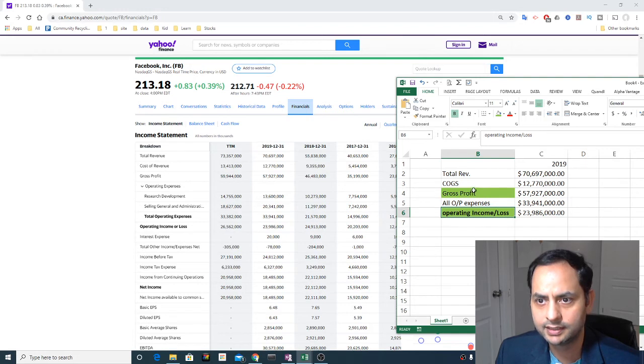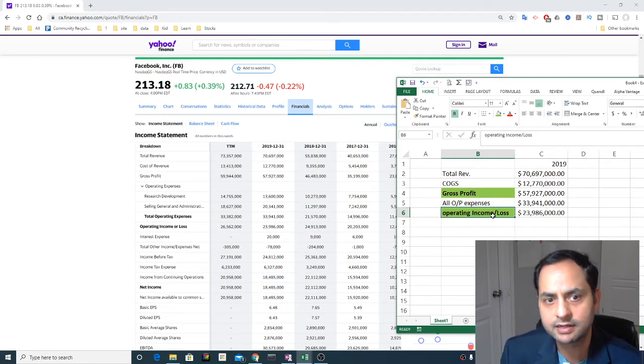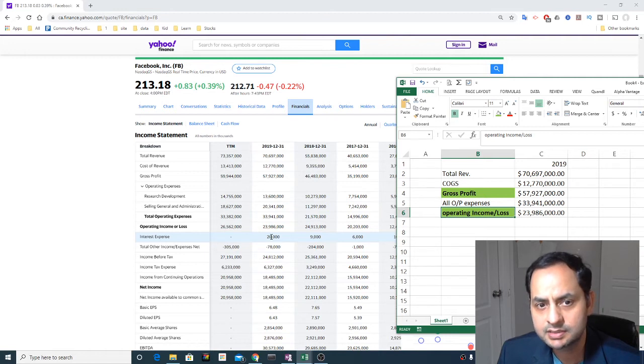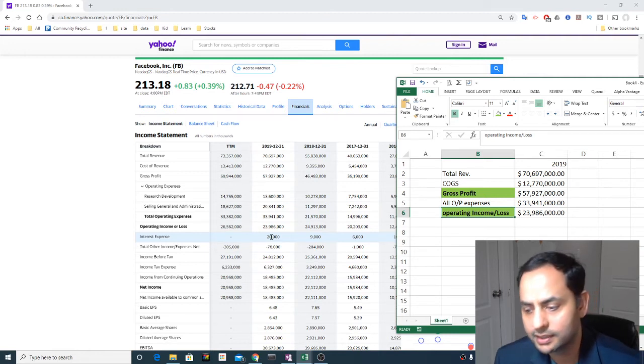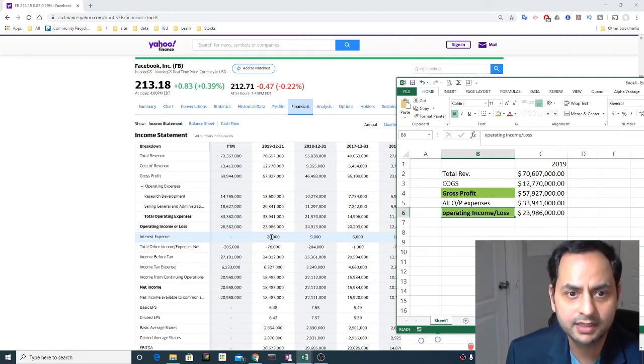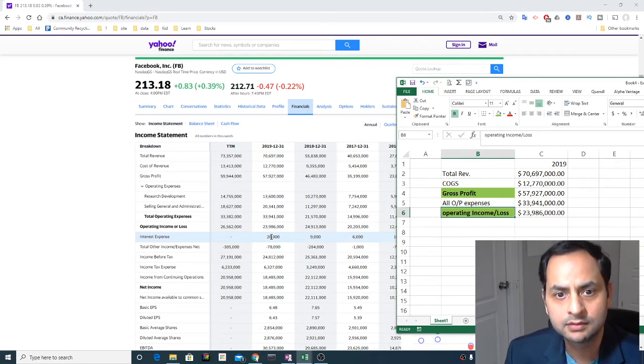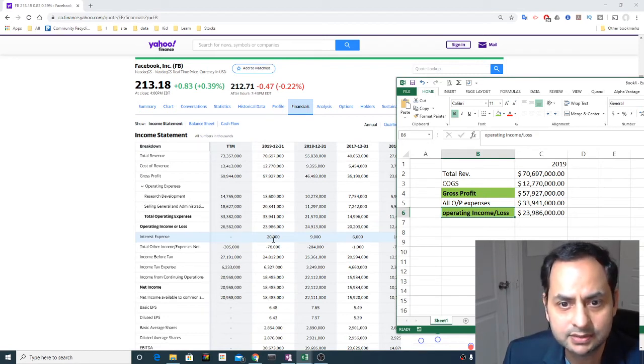I'll highlight this in bold. Another important segment in the income statement is my operating income, which is generated from my assets. The next thing is interest expense. Interest expense means any interest paid, for example if they have certain bonds or if they take a loan. Any interest paid is here.